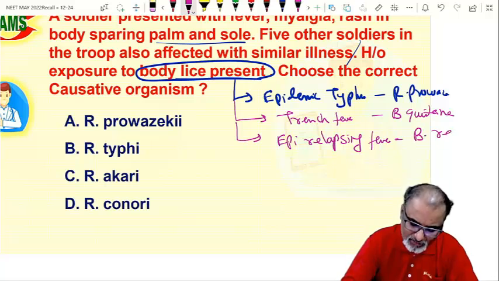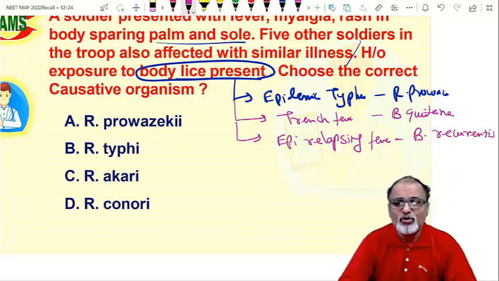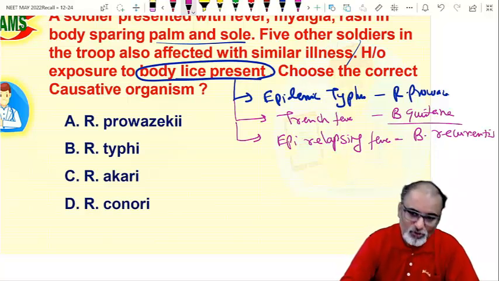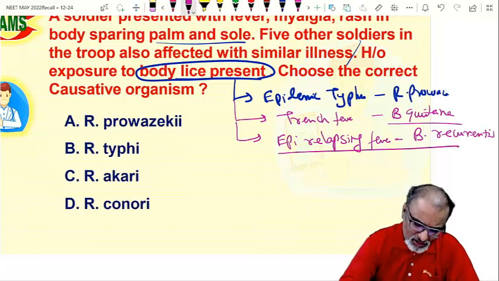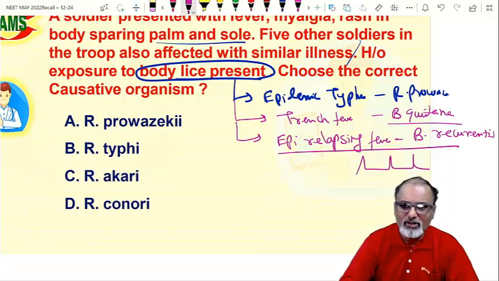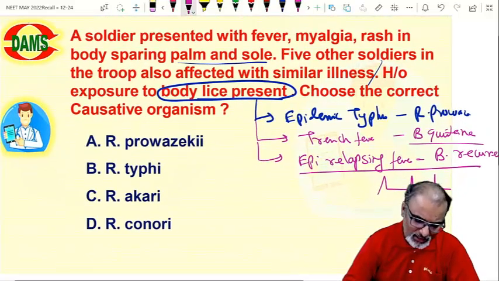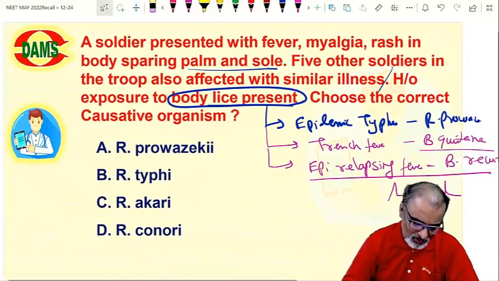Borrelia recurrentis. These three are the very notorious louse-borne diseases. We can't go for trench fever, there won't be any rash. It's called 5-day fever, and there is no history of relapsing. Only fever, because rash is present.